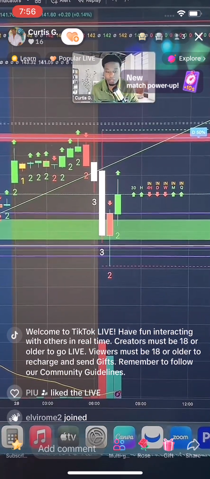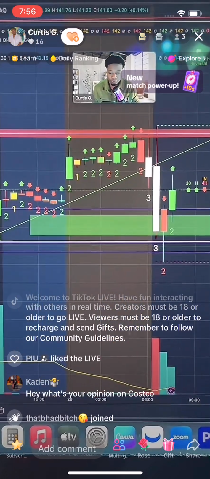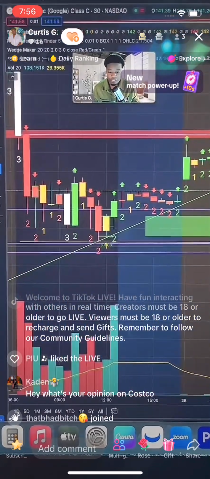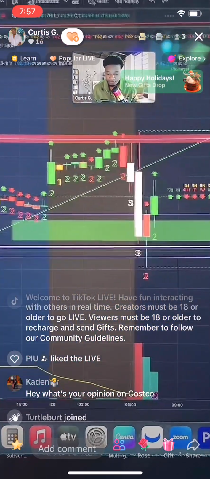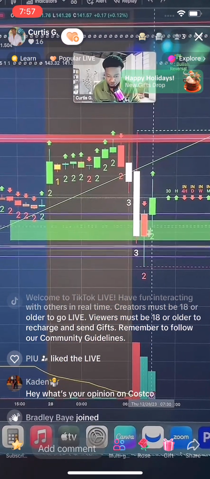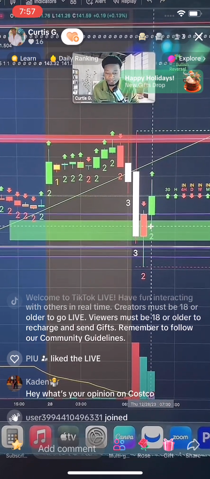All right, cool. So like what I was saying, a couple of days ago, we marked out the support zones. And then what we see from yesterday is the low of yesterday came down to that support. The same thing with today. Google opened up, it dropped down to the low of yesterday, which is that support area that we talked about. And then we got this bounce up.